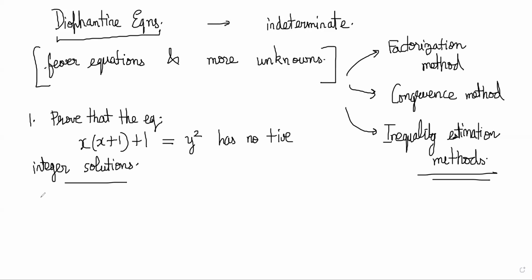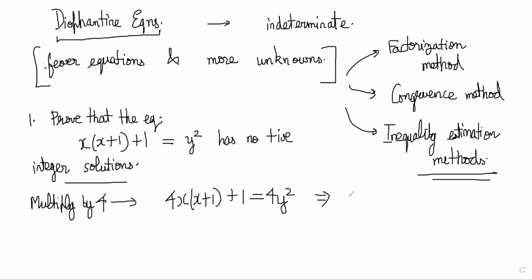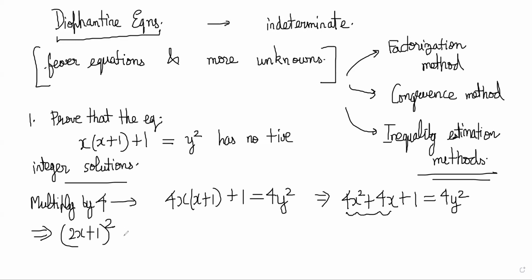So what we will do here is multiply both sides by 4. So you will get 4x into x plus 1 plus 1 is equal to 4y square, which becomes 4x square plus 4x plus 1 equal to 4y square. And now, what is the benefit of doing that? We can write this as a perfect square, 2x plus 1 whole square. But for that, we needed a plus 4, but we have only a plus 1. So 1 can be written as 4 minus 3, right?